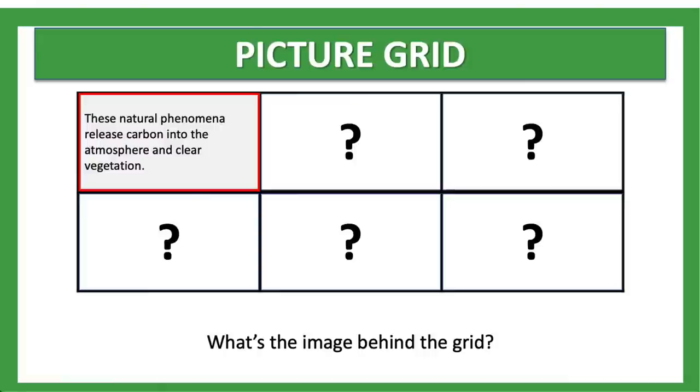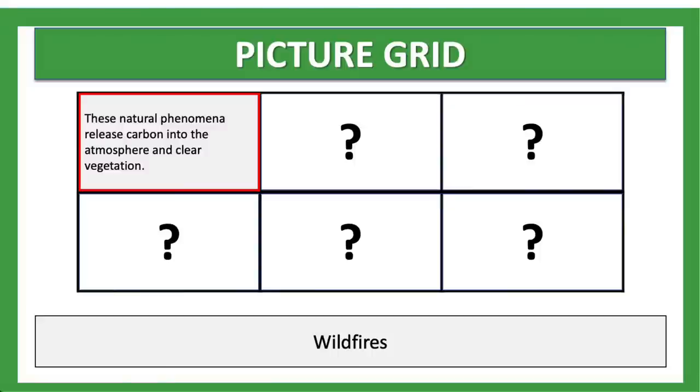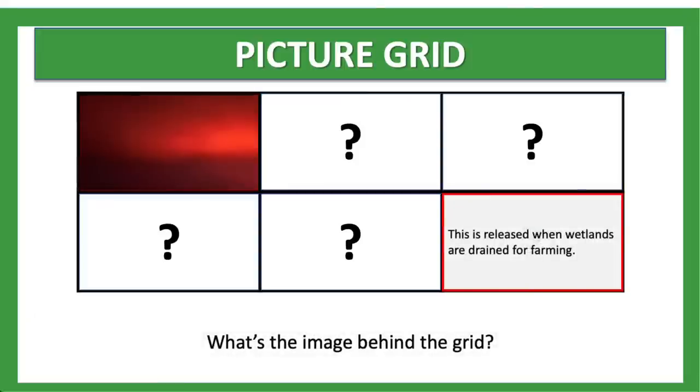Right, excellent. So we've got lots of wildfires being put down there. A few people suggesting some other things as well, but mainly wildfires. Let's see if they're correct. Yeah, excellent. So let's see the first bit of the picture be revealed. Okay, so we've got a little bit of a photograph there being revealed. And then we've got another question.